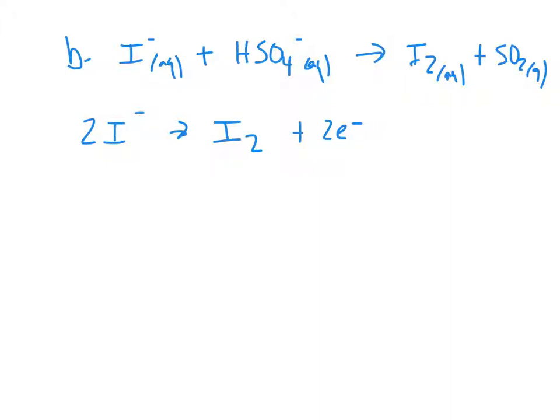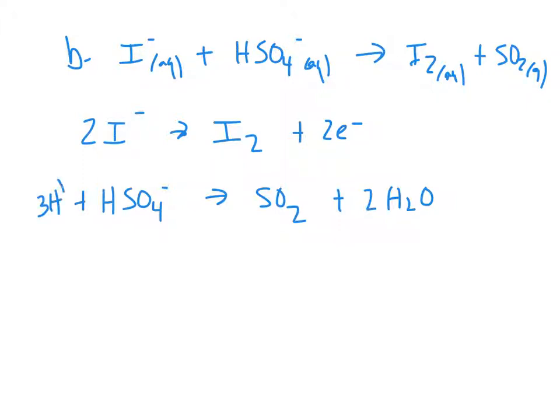The HSO4 minus yields SO2, so my sulfur is being reduced here. And you could figure out the charges on the sulfur if you want, but I really don't need it because I'm going to have to go ahead and add 2 H2O here to balance my oxygen. I need a total of 4 H plus over here, so 3 H plus will be enough. And then when I look at it, I need to figure out my charges. I've got 3 positive, 1 negative, so it means I need 2 electrons on that side.